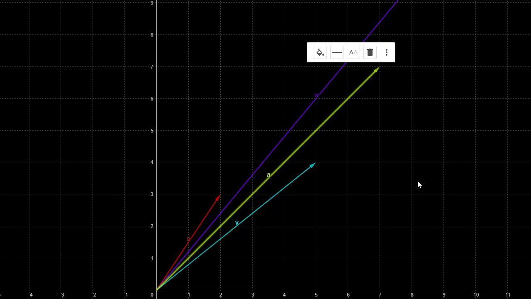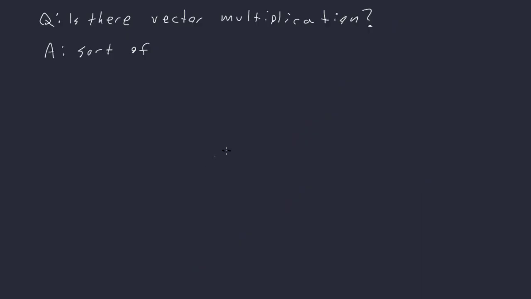Okay, so let's talk about what some of these products are then. As we talked about in one of our previous videos, is there vector multiplication? The answer is sort of. We've already talked about one of them, which was scalar multiplication, sometimes called the scalar product, which basically, if I'm multiplying a vector x, y by a scalar, it scales the vector by that amount. This is done component-wise when you multiply by a scalar, so you're either doubling the vector, tripling the vector, or cutting the vector in half.